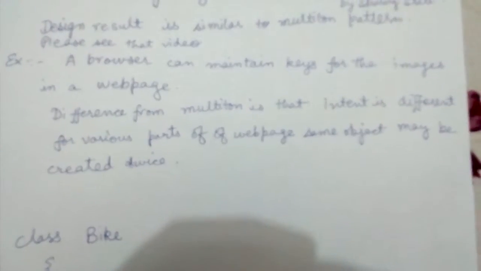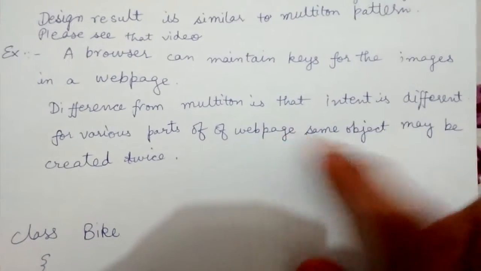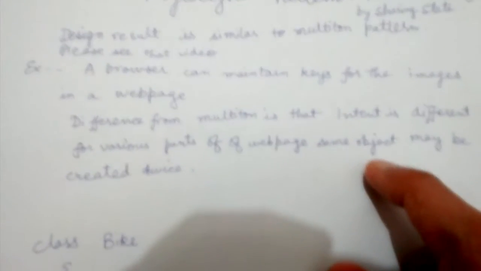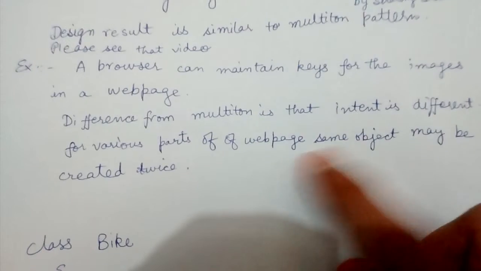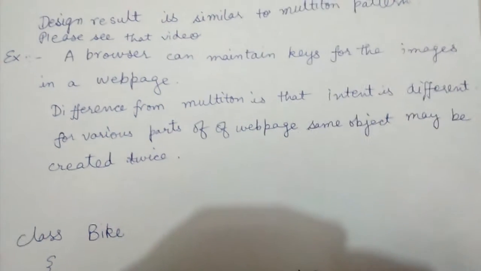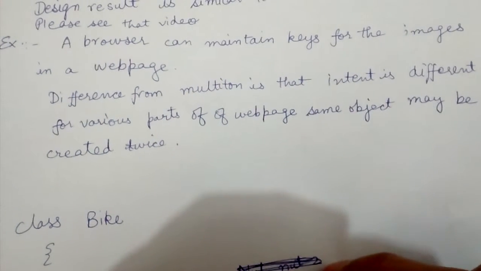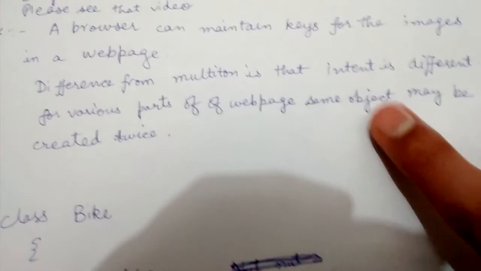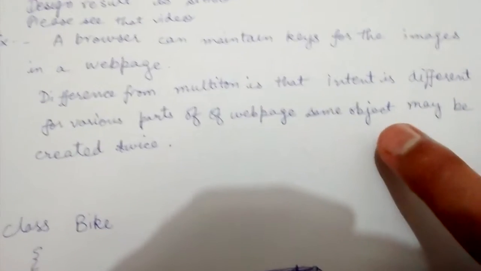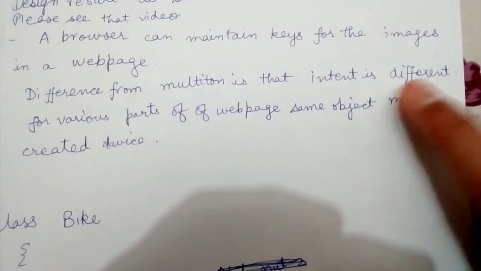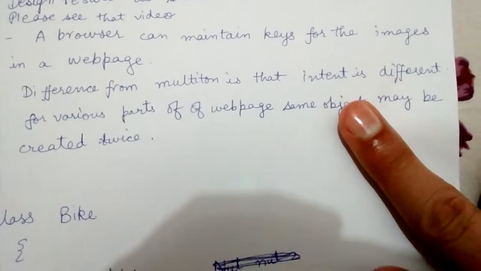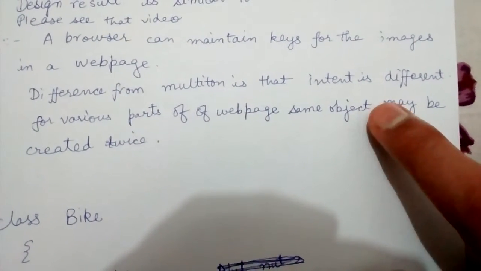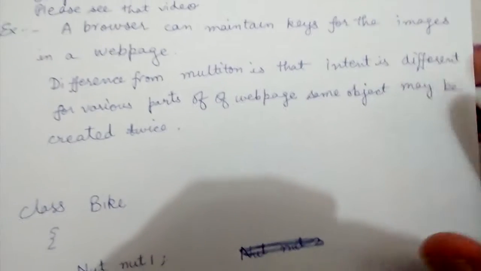We are having the same key point to that image, and both the images are pointed to by the same key. But in the footer, if the same image is coming again, that will be pointed to by another key, so it will be downloaded again. In the multiton pattern, the object for a key is created only once, but here the creation of the object is context dependent in flyweight.